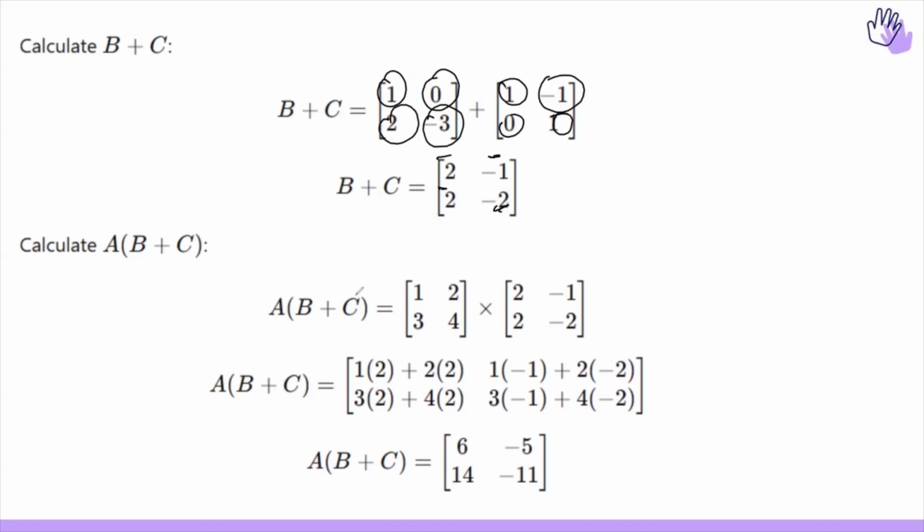And calculate A times B plus C. So A times B plus C is basically, so you have got B plus C. Just multiply A with that. So again, R1 C1. This would be R1 C1. This will be R2C1. This will be R1C2. So this will be R2C2. Just that. And if you do it, you'll be getting this following one.